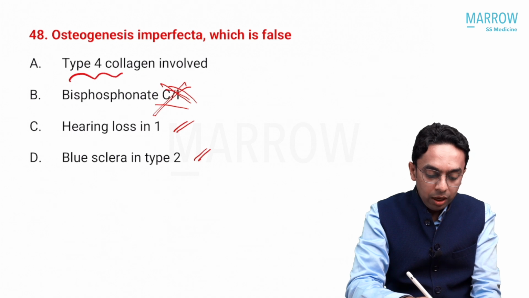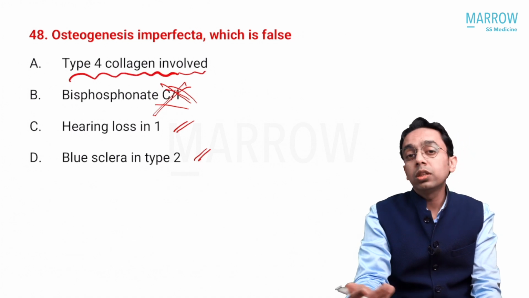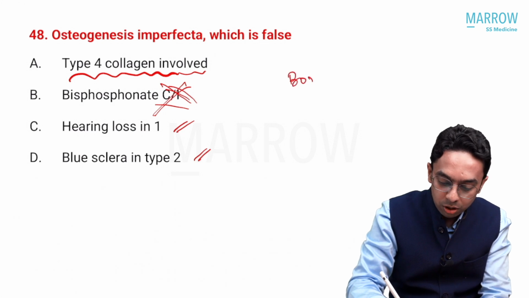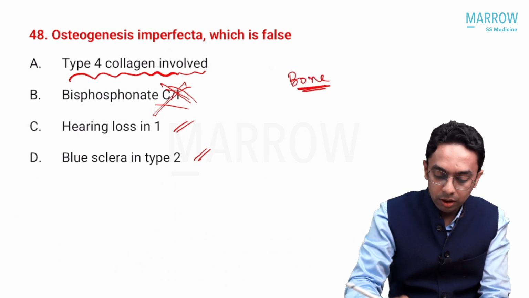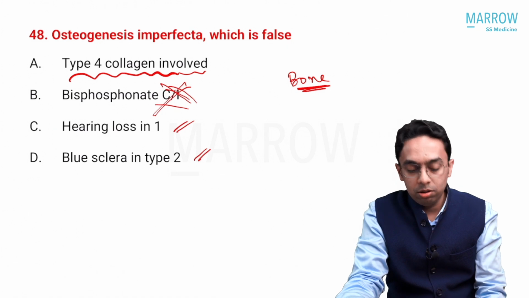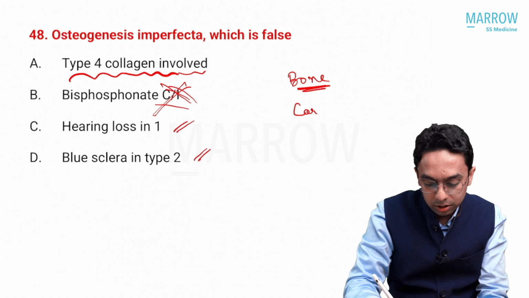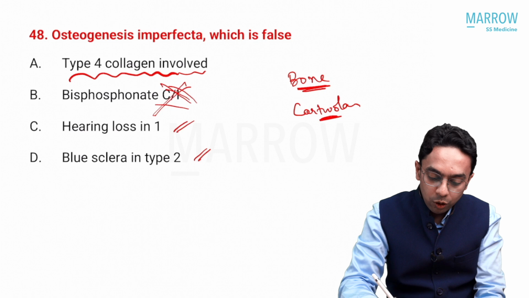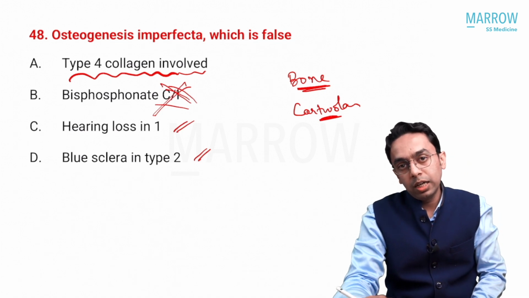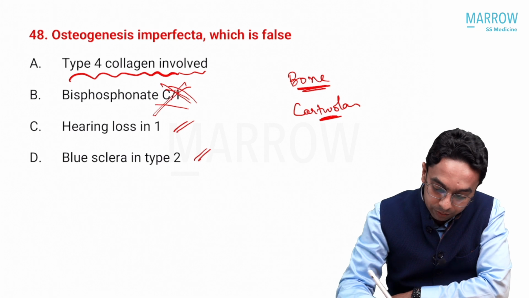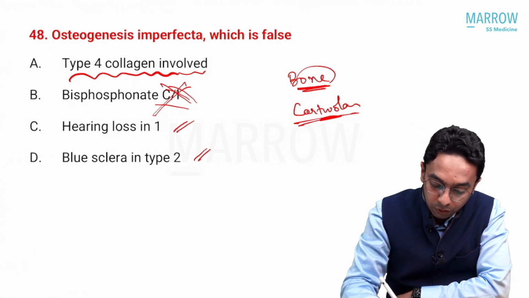Type 4 collagen, actually it is type 1 collagen which is involved. I've told you how to remember: like bone 1, it is already written in bone 1, right? Then you can remember, like cartilage is cartilage, it's 2, right? Reticulin, reticulate is reticulate, like that you can remember. Okay, so bone 1 is there.